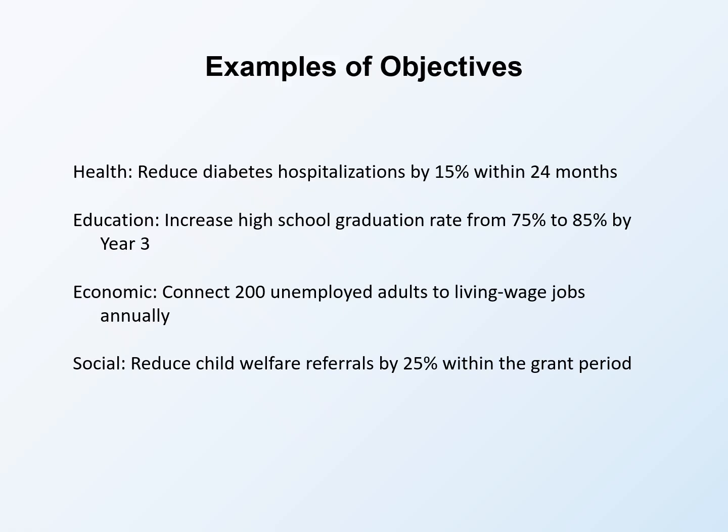Verification is straightforward. An education objective might be to increase high school graduation rate from 75% to 85% by year 3. Current state, target state, and timeline are all specified. An economic objective might be to connect 200 unemployed adults to living wage jobs annually. This specifies the population, the number, the outcome, and the time period. A social objective might be to reduce child welfare referrals by 25% within the grant period. Percentage change and time frame make this measurable.